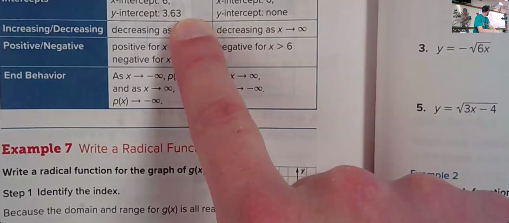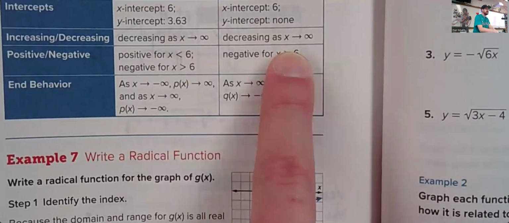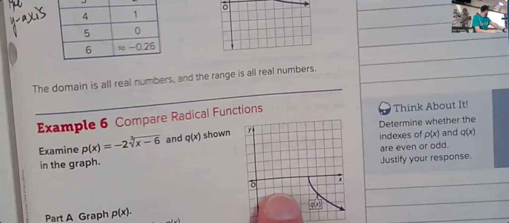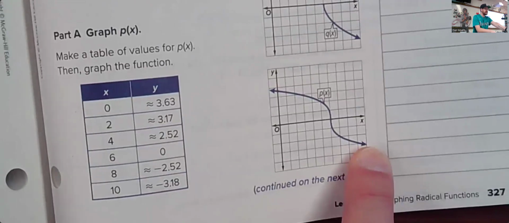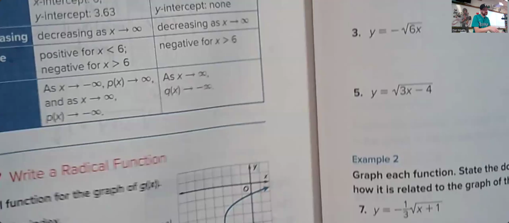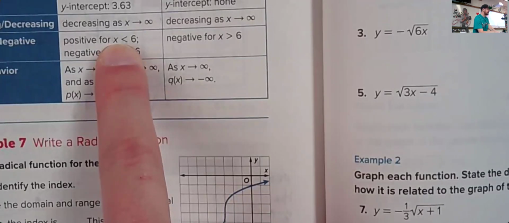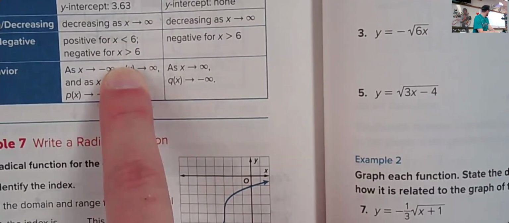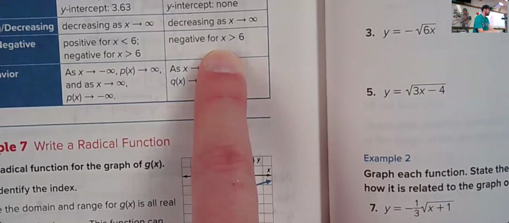The increasing and decreasing. This one decreases as x goes to infinity, and this one decreases as x goes to infinity. Neither of them have increasing intervals, because as you go to the right, this one goes down, and this one here, as you go to the right, it goes down. So they're always decreasing for both of them. Positive and negative intervals. This one has positive intervals left of 6 on the x-axis. This one has negative when you go right of 6, so after 6 on the x-axis. This one only has negative values for y after x equals 6.